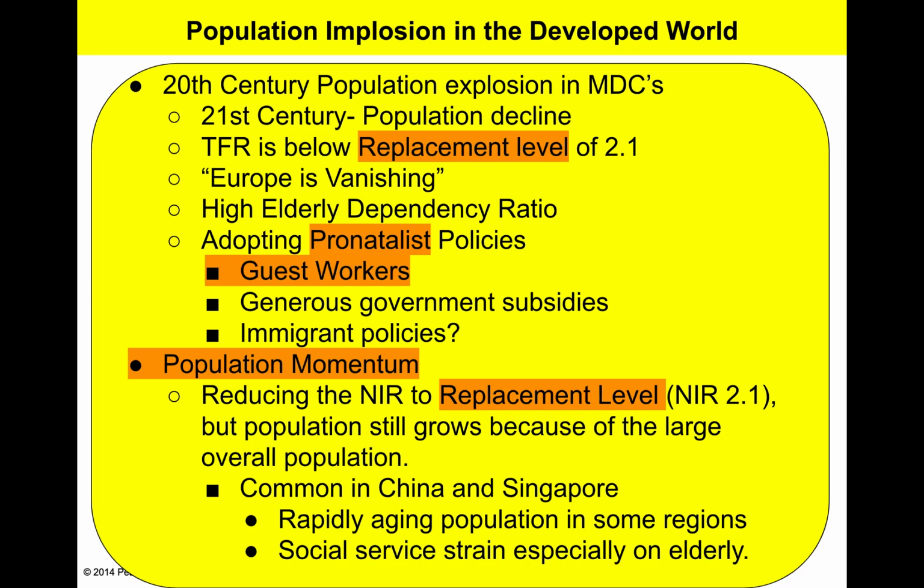Population momentum is another key term. A country like China experiences population momentum. Their population is so large that even though their CBR is going down and their natural increase rate is going down, they're still growing because they have such a large population. Their population still grows. That's called population momentum. This is also common in Singapore. We see it because of the rapidly aging population in some of these regions, also the strain on social services.